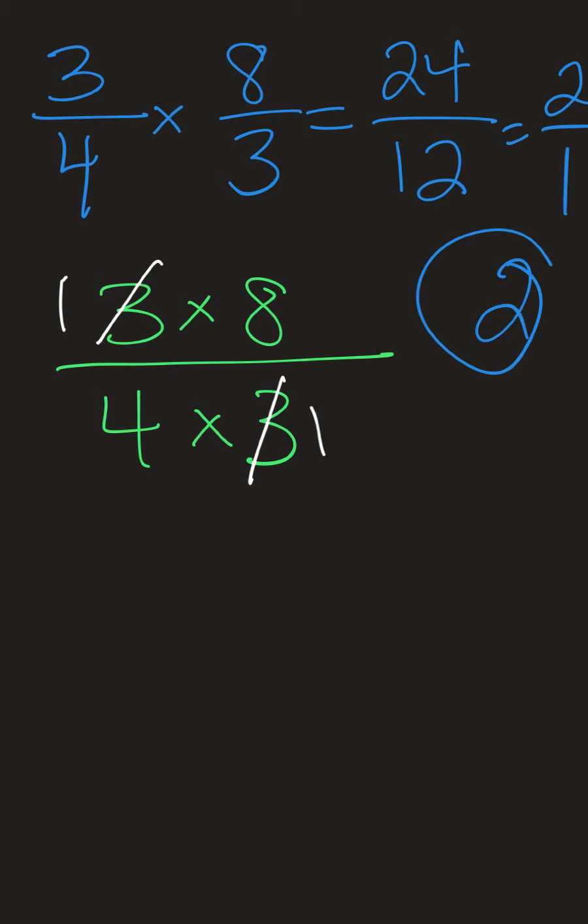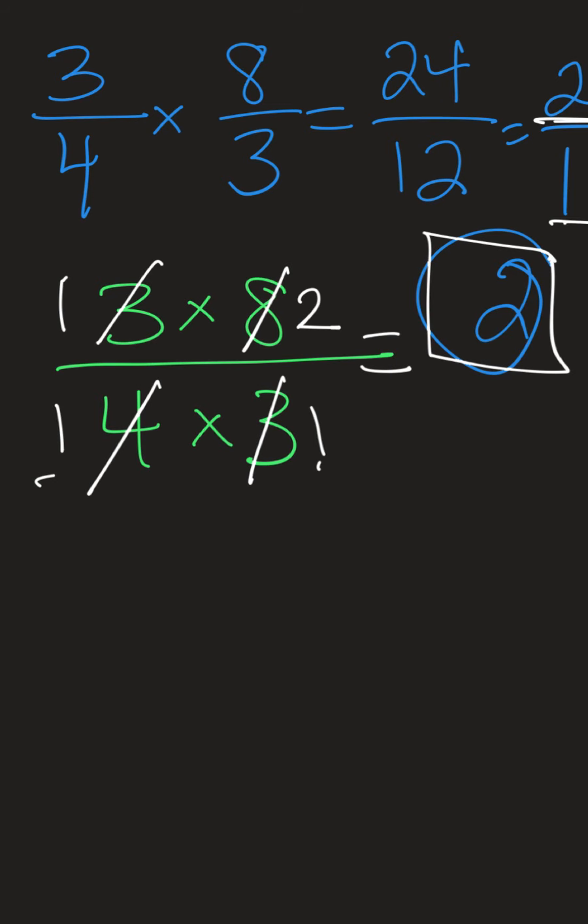And then I have the 8 and the 4. 8 and 4 have a common factor of 4. Or even 2, so I divide by 4, I get 1, I divide by 4, I get 2, and that still gives me that final answer of 1 times 2 being 2, and 1 times 1 being 1, which simplifies to our answer of 2.